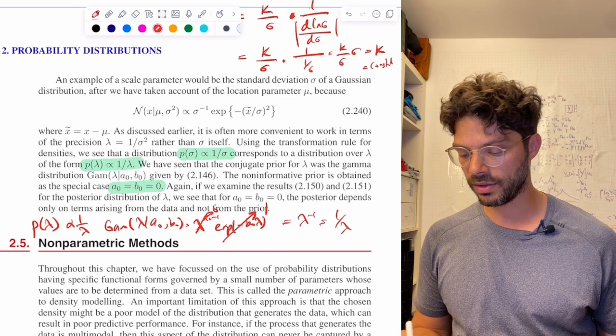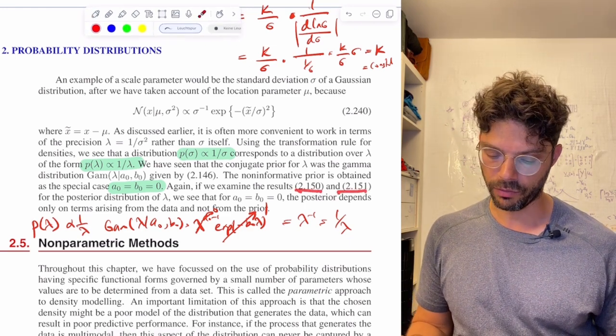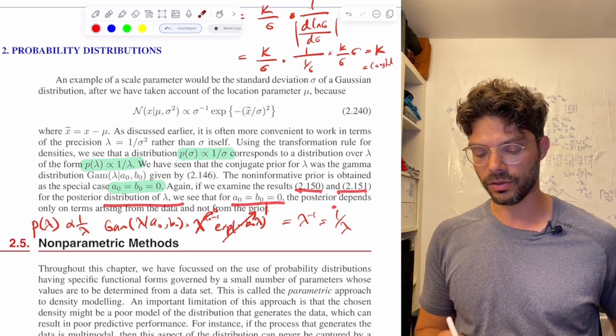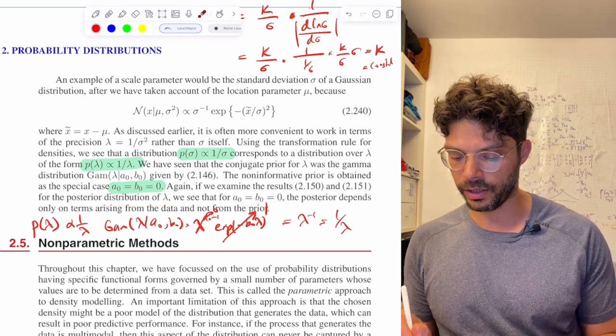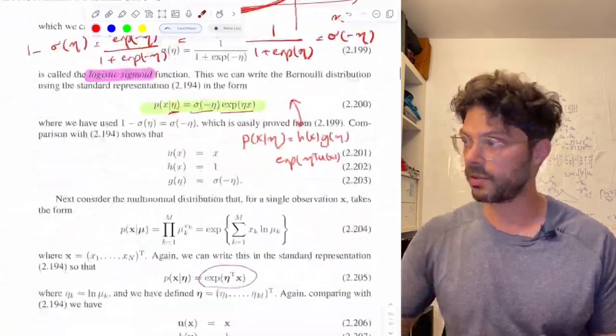Again, if we examine the results 2.150 and 2.151 for the posterior, we see that for a naught equals b naught equals 0, the posterior depends only on terms arising from the data and not from the prior. So let's just look at it in this particular case, just so you know what he means. A bit of scrolling, sorry guys.